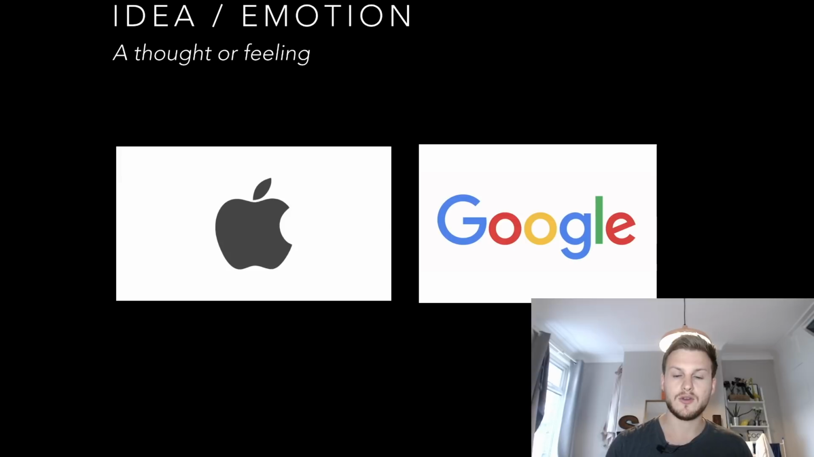Google, again, the term googol, I think, is one with 100 zeros after it, and they want to basically index everything. They want everything to be searchable. So they want to do something very, very big. They want to digitize everything ever. So their idea and their emotion is they want to be the place to go to. They want to be very big.